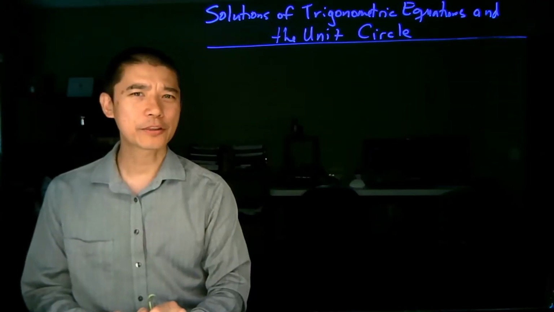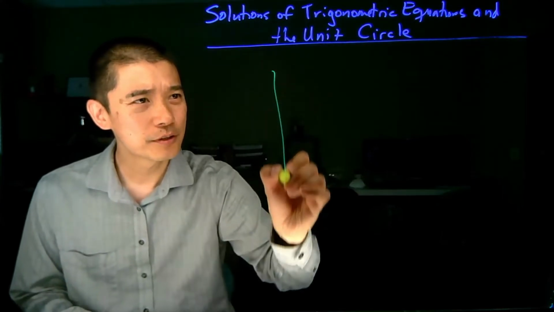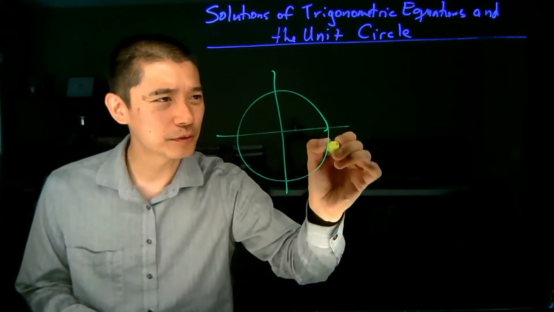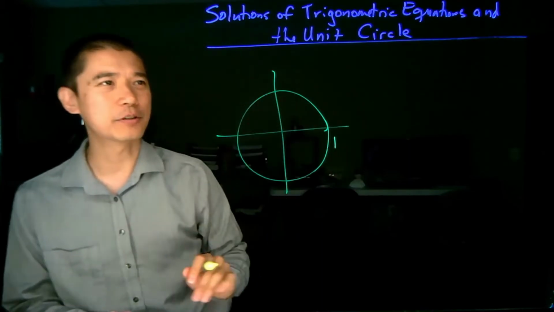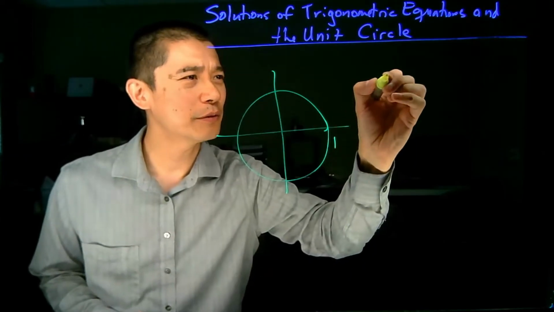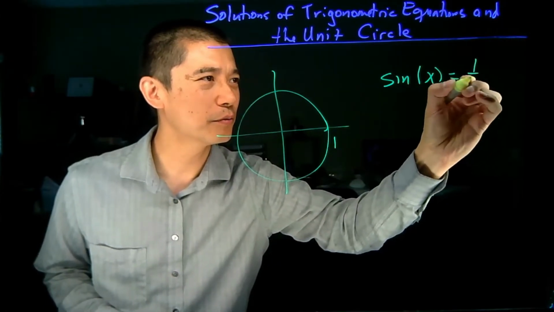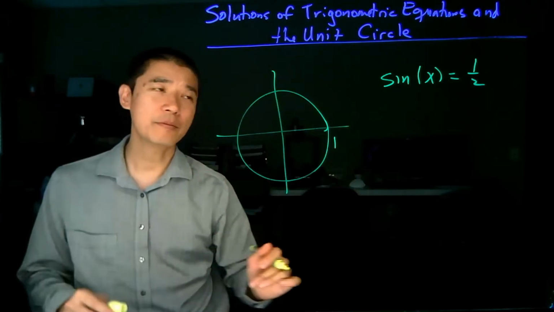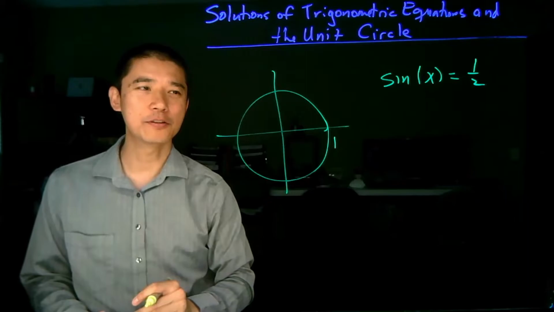There's another way to look at the solutions of trigonometric equations using the unit circle. So the unit circle of radius 1, we have some angle theta that's going to go around the circle, and we're going to look for points here. But what points are we looking for? Well, let's say we have the equation sine of x equals 1/2. What does this mean? The sine function corresponds to the y coordinate of the unit circle.